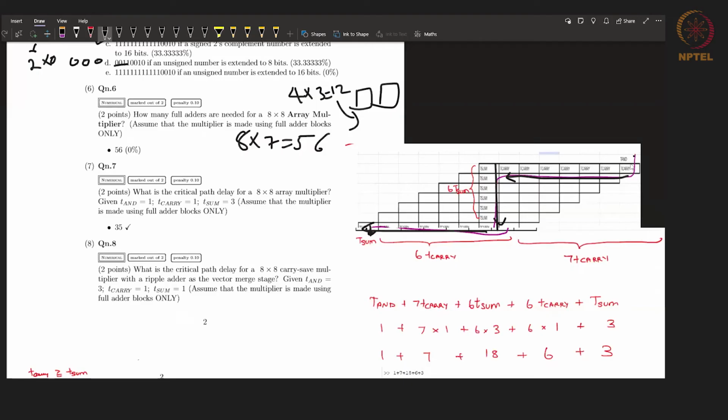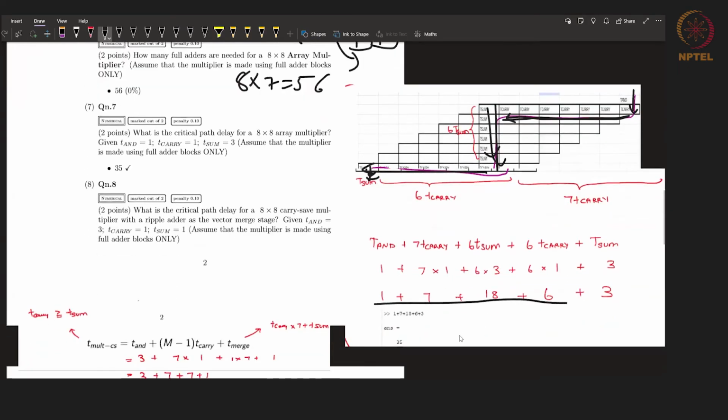So you have one T and seven T carries, again, six T carries, and seven T sums, and one T sum here. If you add up all those numbers, you will get 35.